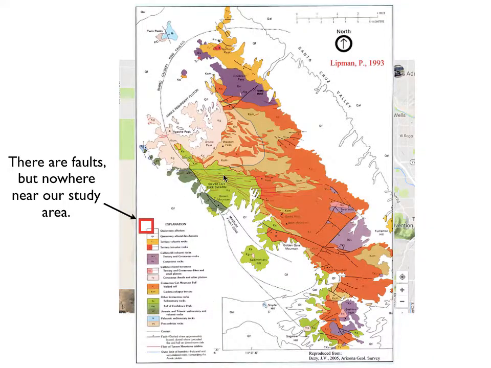Well, here there are faults nearby. Those are these red lines and black lines on this particular graphic. But our study area is in this little spot here on this geologic map, and it doesn't seem like those faults are anywhere near our study area. So probably not a good source of this explanation.